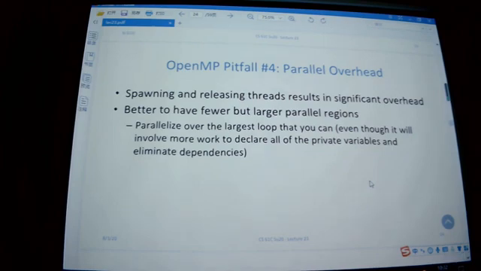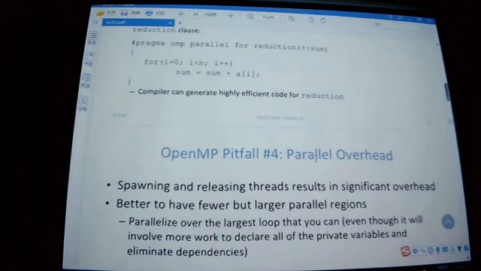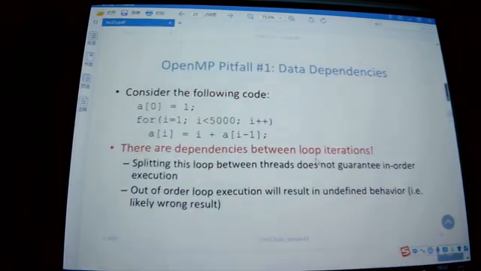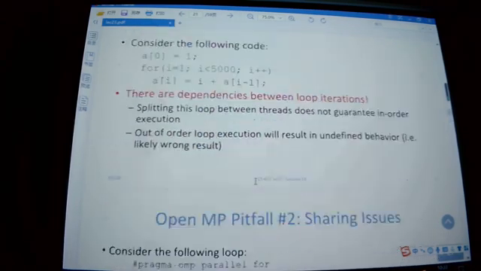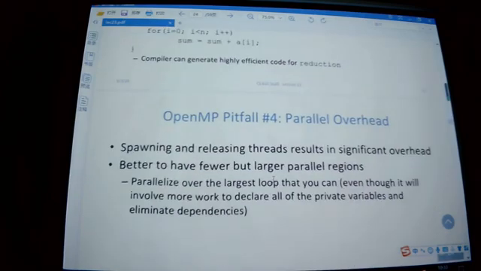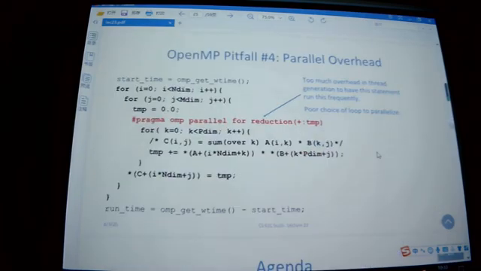The fourth topic is parallel overhead. Spawning and releasing threads results in significant overhead. It is better to have fewer but larger parallel regions. Parallelize over the largest loop that you can. So after the four topics, the OpenMP pitfalls can transform the original statement into the effective statement. So this is the last statement.